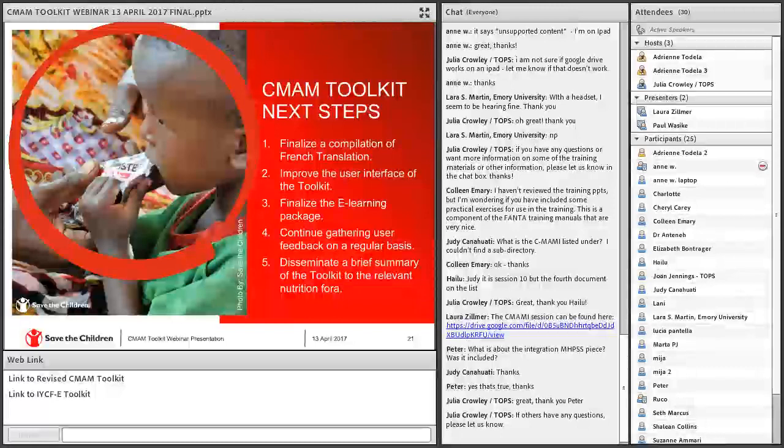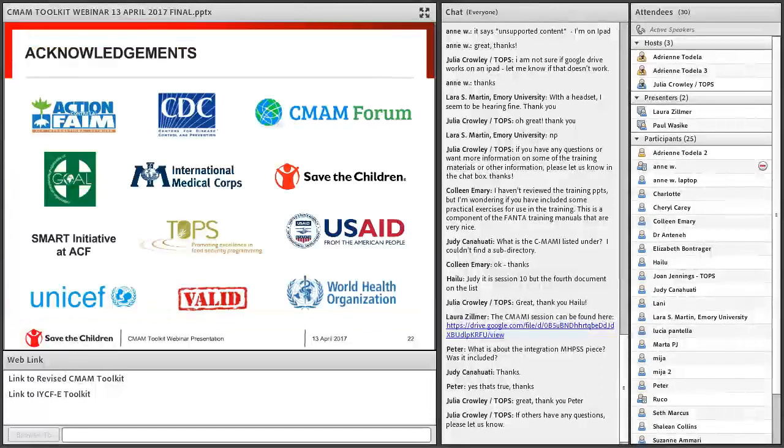But just to mention, this is one aspect that came out during the user feedback as well. There's an increasing demand for CMAM use in the French-speaking parts of the world. And to start with, for example, the training bit has been translated into French, as well as the integration and the assessment and surveys.